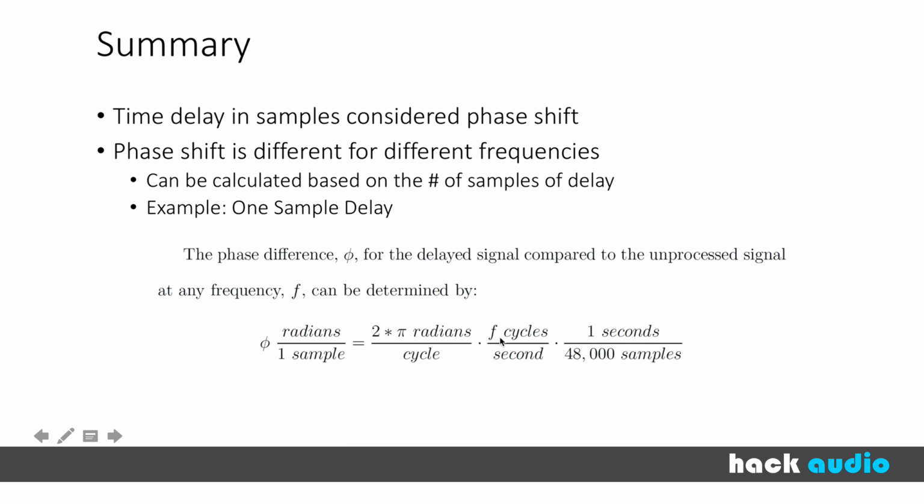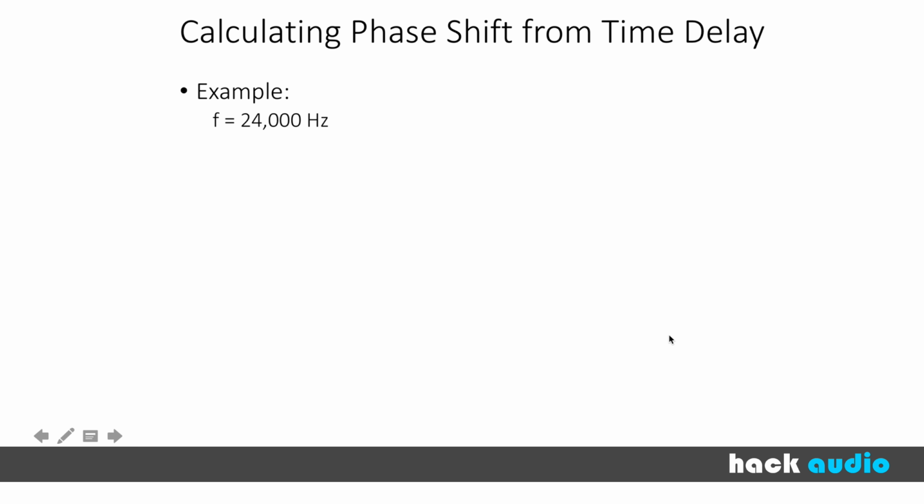Let's look at a couple different examples where we actually plug in some values to figure this out. Let's say we're working with a sampling rate of 48,000. So let's start by looking at a high frequency.